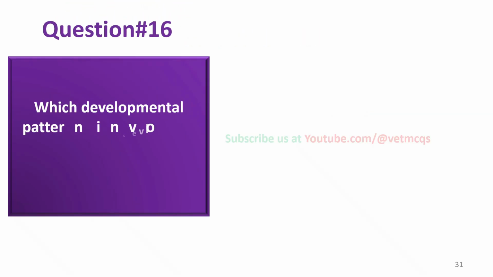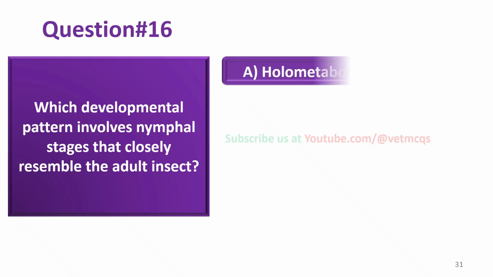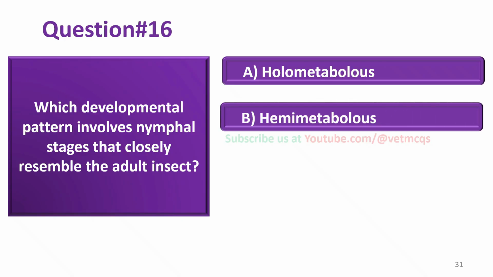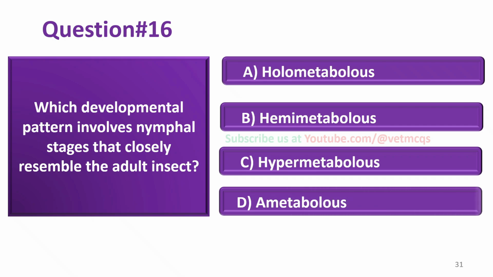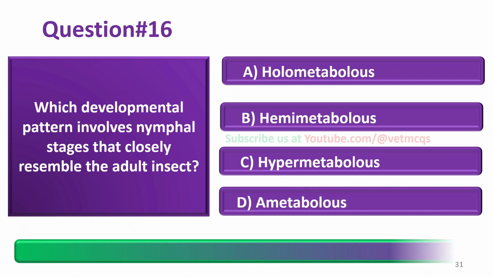Which developmental pattern involves nymphal stages that closely resemble the adult insect? Holometabolous, hemimetabolous, hypermetabolous, ametabolous. And the correct answer is option B, that is hemimetabolous.